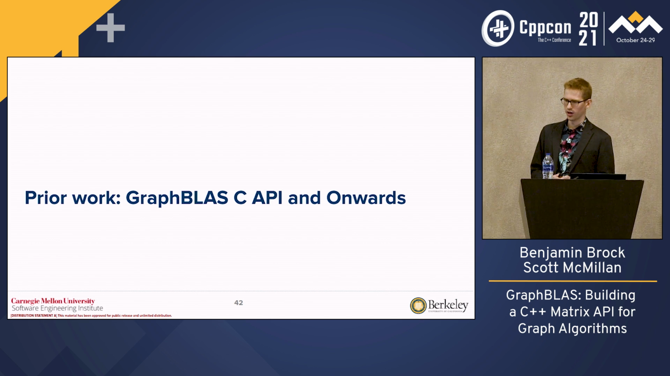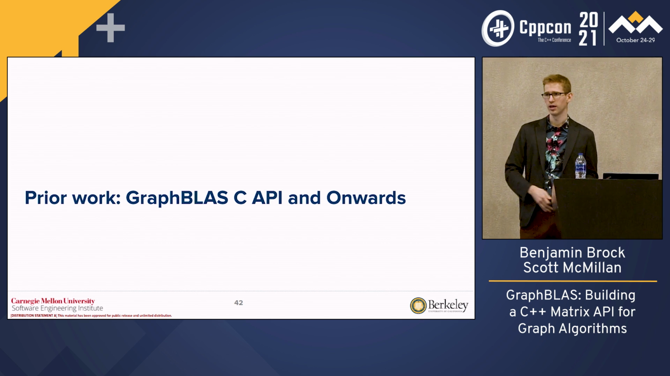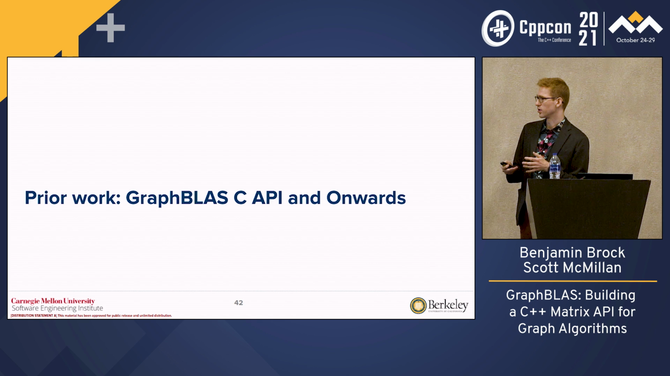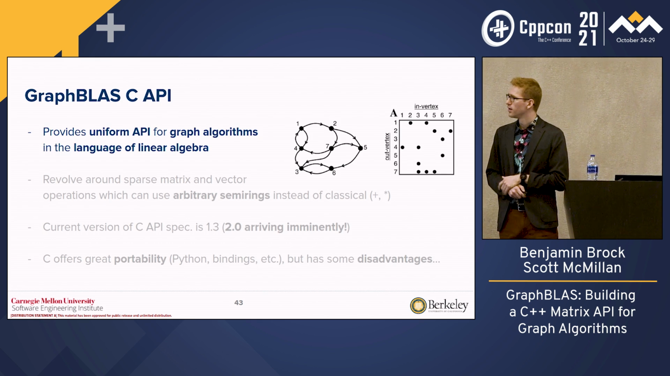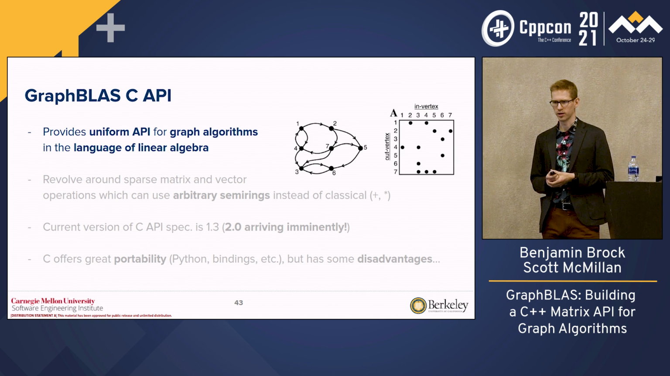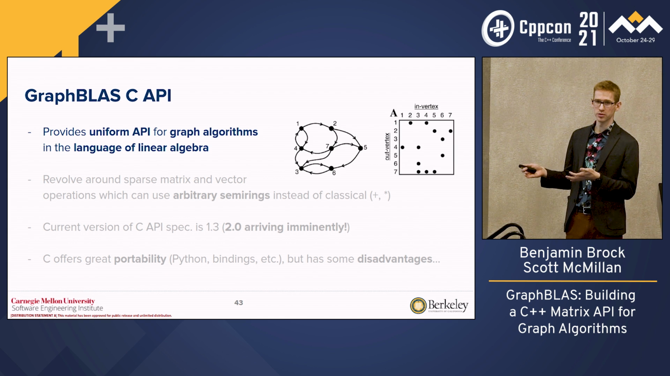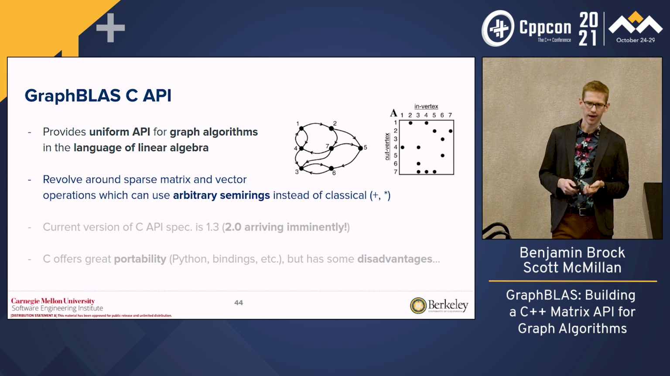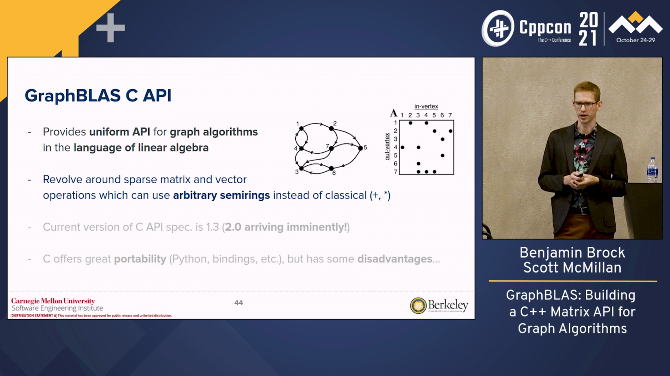Great introduction. So we'll start off talking a little bit about work in the GraphBLAS community on the GraphBLAS C API, and then how that's influenced us when thinking about a C++ API for GraphBLAS. So like Scott introduced, GraphBLAS is all about providing these primitives that you can use to implement graph algorithms using sparse matrices. And it revolves around matrix multiply, a generalized form of matrix multiply.